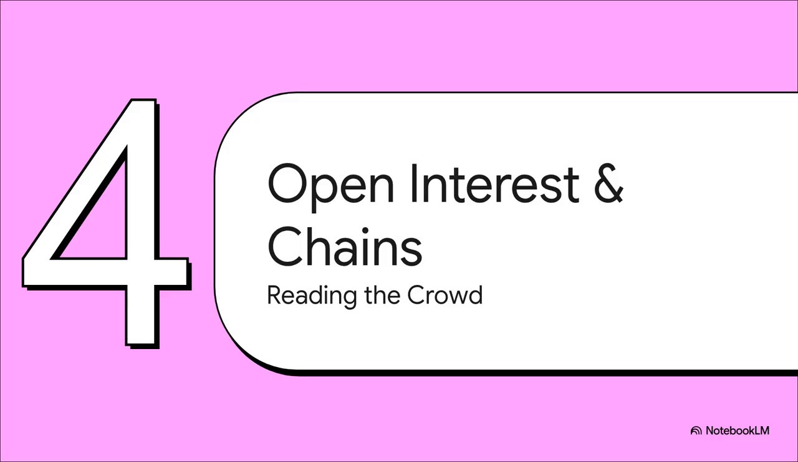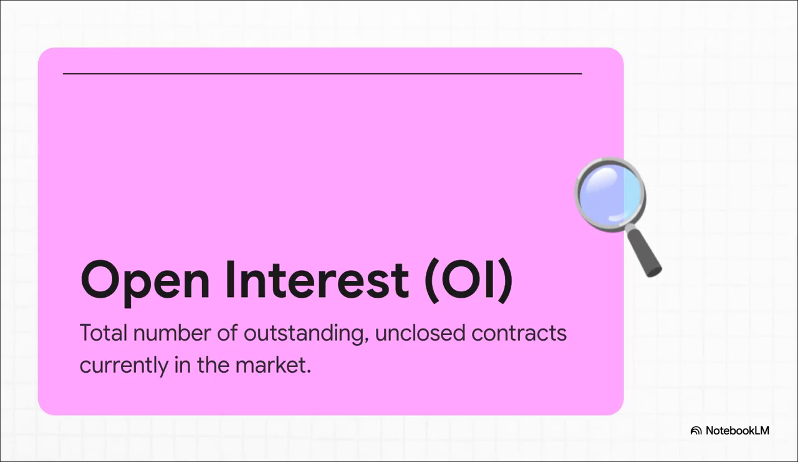Section 4, open interest and chains. Because trading isn't just about understanding our own positions, it's about reading the crowd. So, open interest, or OI, is simply the total number of outstanding unclosed contracts currently sitting active in the market. Every single time a new buyer and a new seller create a contract, open interest goes up by 1. When they close out their positions, it goes down. Think of it as the live bets that are still sitting on the table.